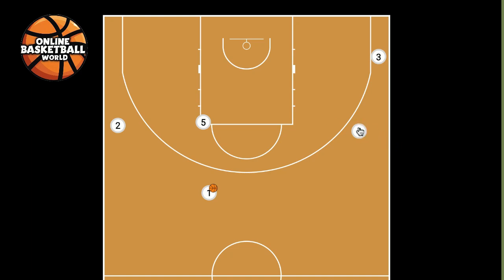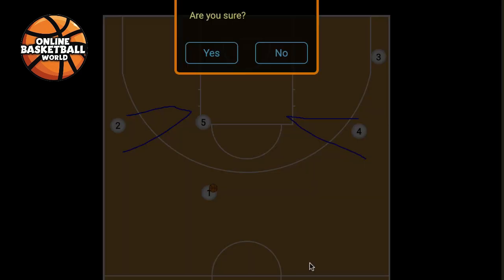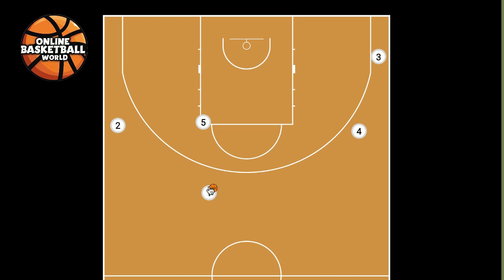Okay, so they need to find a way to get open. Let's say, maybe they cut in and out of the key or something like that. Which side it goes to, it doesn't really matter too much. But let's say for the sake of this one, we get the ball over there to number 4. Okay, as that is happening, number 5 is going to set a screen for number 1. Okay, so number 1 is coming off of that screen. Remember, number 5 is going to be here setting it.